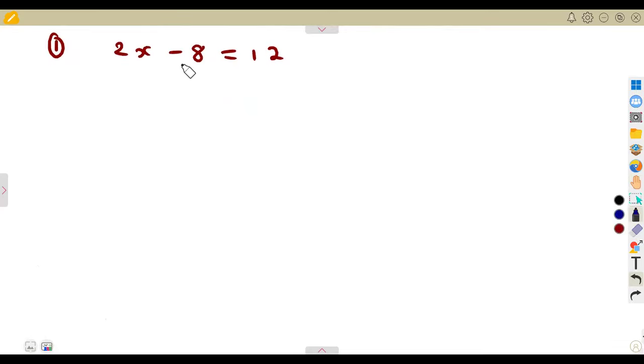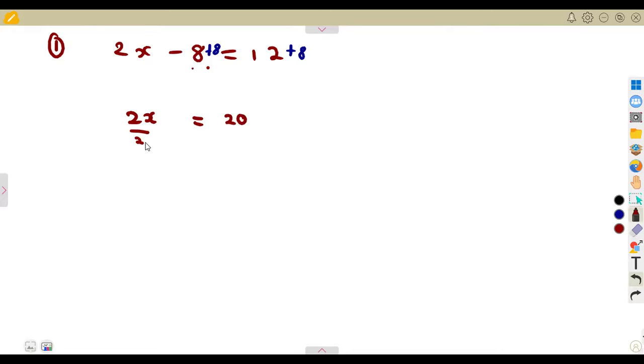If there is a -8 like this, to remove -8 here, which is our constant, we add 8. So you do the opposite of that -8, which is a +8. So you also add 8 here. Meaning to say, this is going to give us 2x - 8 + 8, that's a 0. So you have removed 8 here, there's no longer 8. So this is equal to 12 + 8, which is a 20.